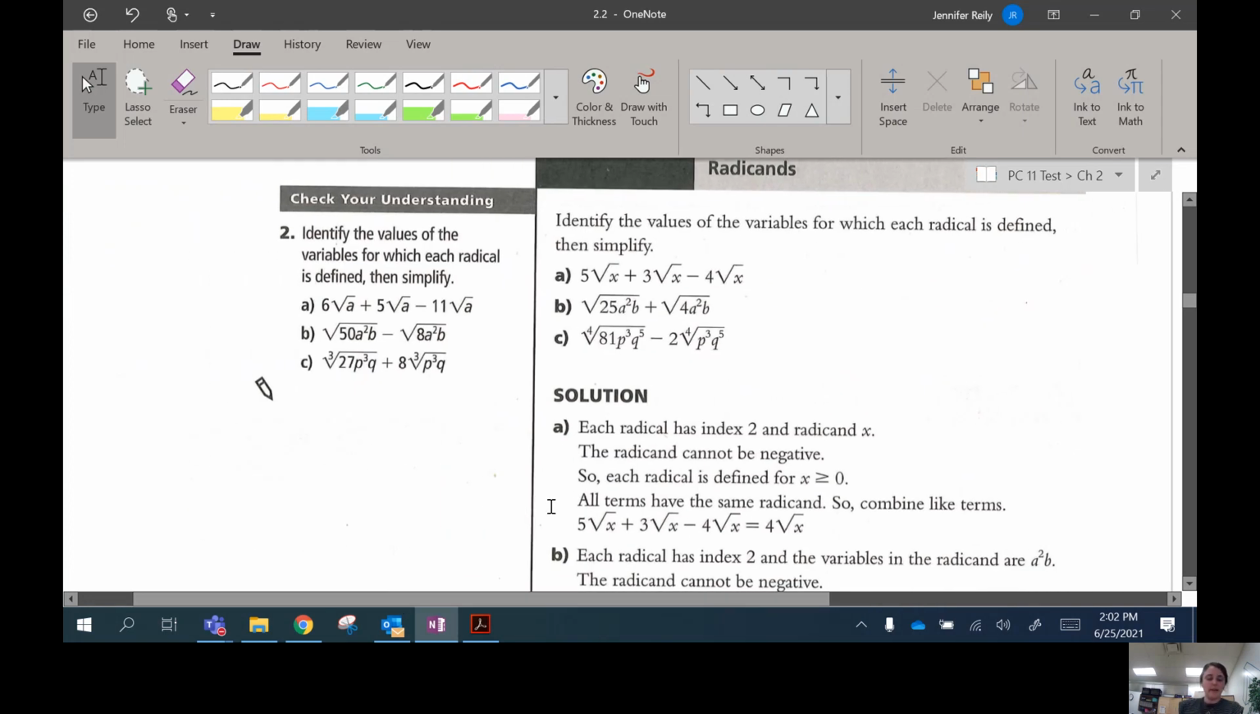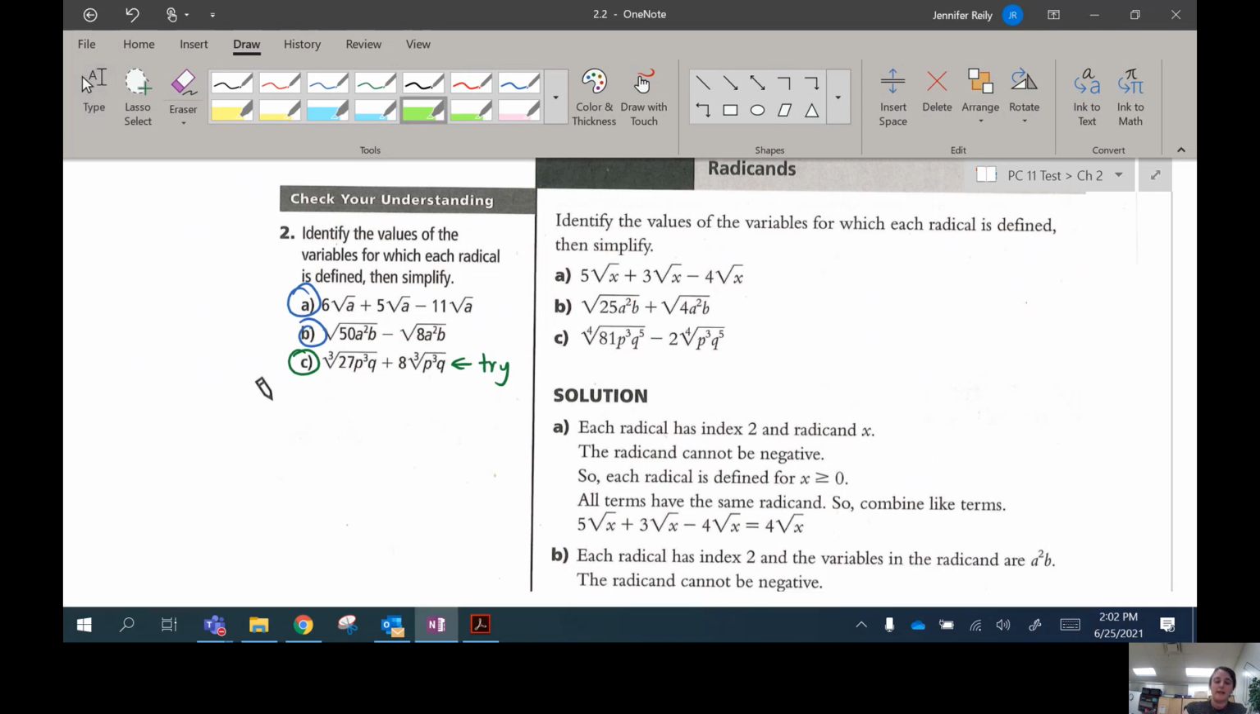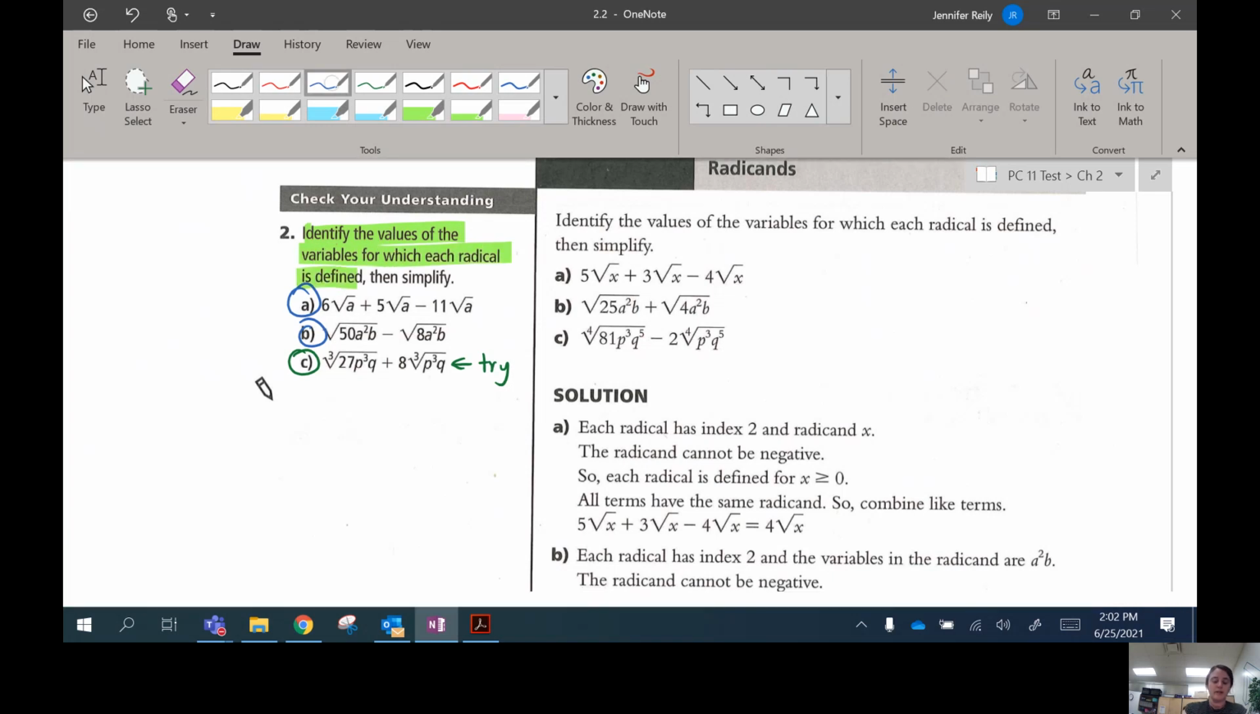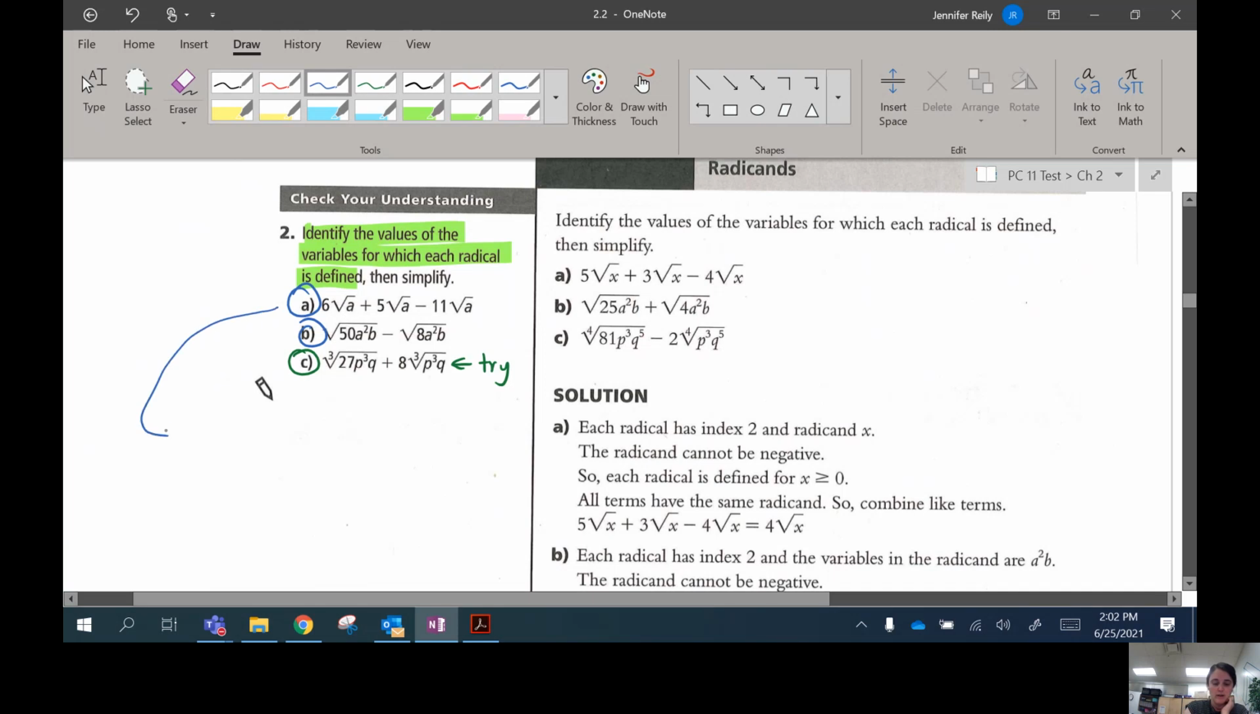Okay, so again, I'm going to do A and B, and then if you would like, you can try C and check your answer down below. Looks like I have enough space. For these ones, since we're dealing with variables, we also have to do the first step that we were practicing in the last section, which is to identify the values for the variable for which each radical is defined.